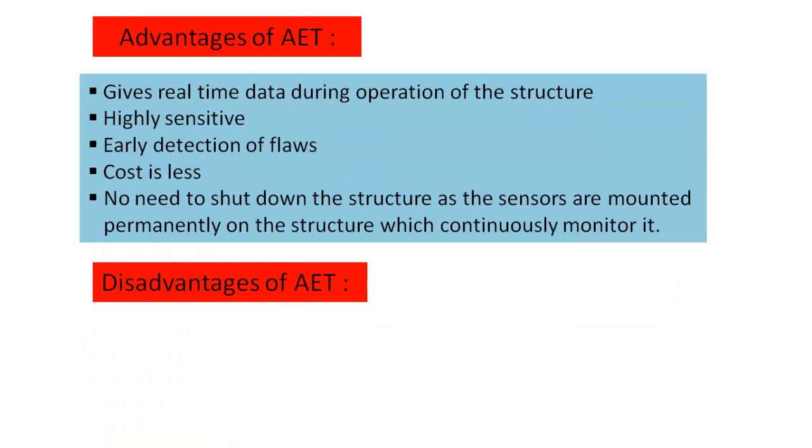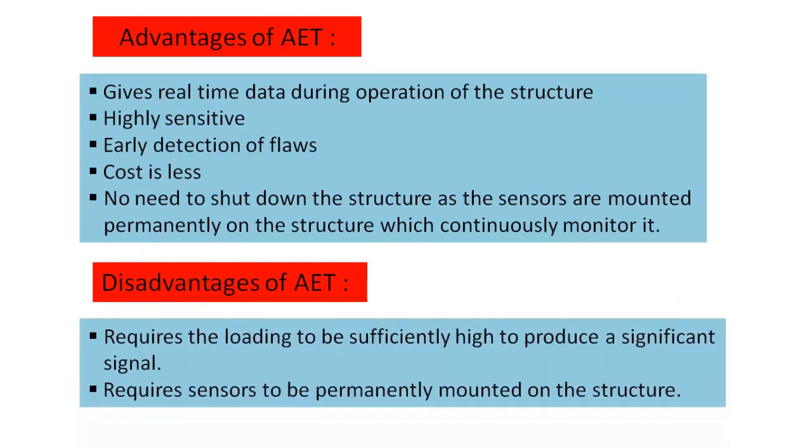Now what are the disadvantages of the acoustic emission technique? The first one is that it requires the loading to be sufficiently high to produce a significant signal. It means the stress waves or elastic waves which are released due to deformation can be sensed by the sensor. And the next one is that it requires sensors to be permanently mounted on the structure. So these are the disadvantages of the acoustic emission technique.